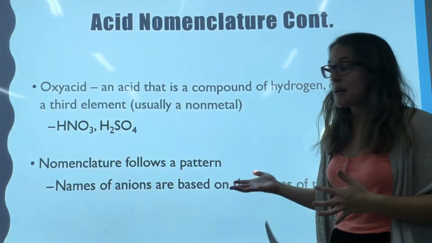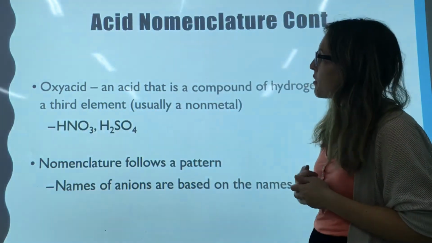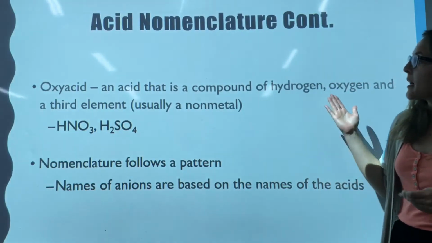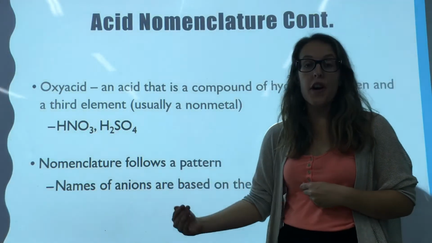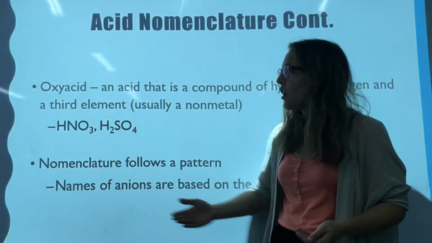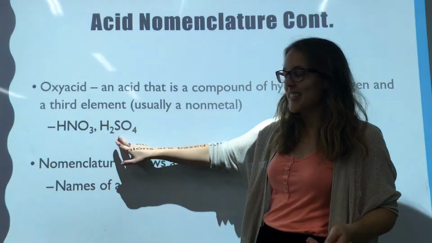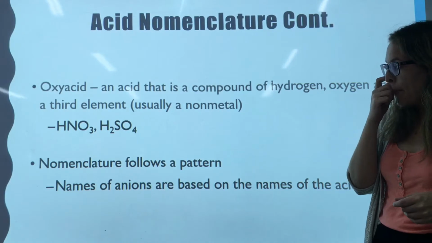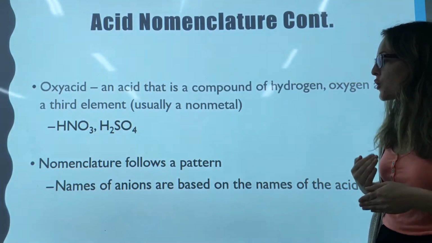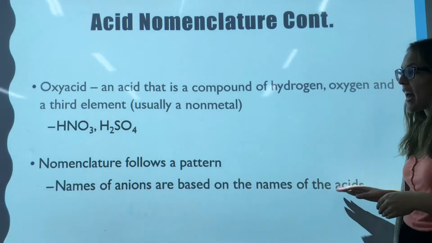If we continue to different types of acids, we're talking an oxyacid, which we went over briefly before. This one contains hydrogen, oxygen, and then a third element, usually a nonmetal. So we look at nitric acid and sulfuric acid here. So the nomenclature then follows a pattern. So the names of the anions are based on the names of the acids.